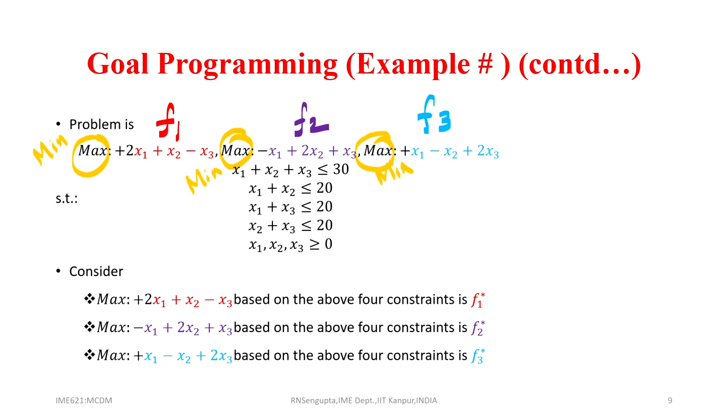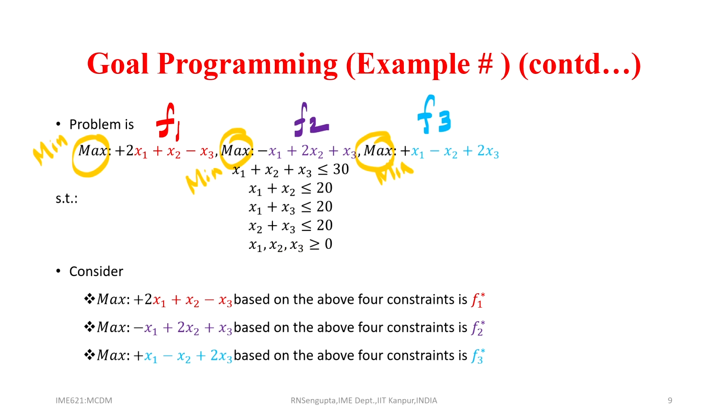What are the constraints? It is a 3-dimension problem, we have to visualize it and I will draw it. The first one is the sum of x1, x2, x3 is less than or equal to 30, and by the way, all x1, x2, x3 are positive. The second one is x1 plus x2 is less than or equal to 20. The third one is x1 plus x3 is less than or equal to 20. The fourth one is x2 plus x3 is less than or equal to 20, and obviously, as I said, I am repeating it, x1, x2, x3 are all positive.